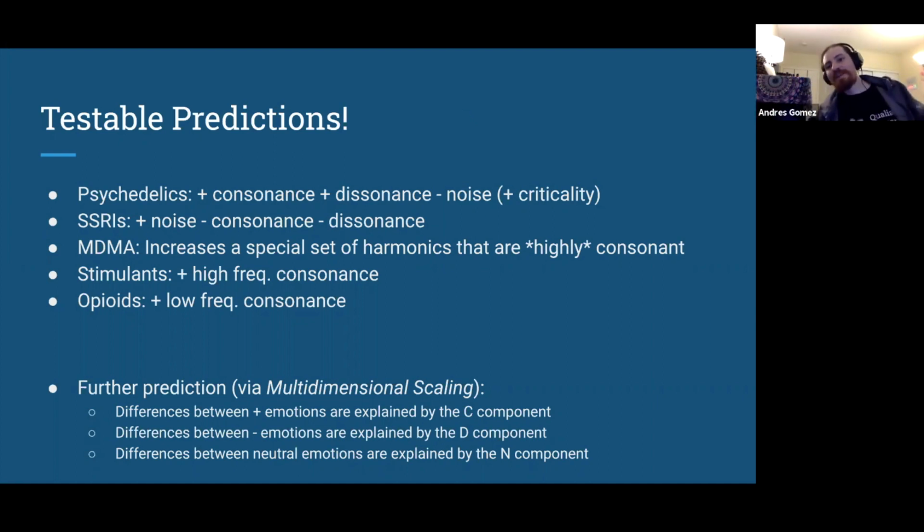So we expect, when it comes to harmonics, that SSRIs will basically be more noise, less consonance, less dissonance. MDMA, we expect it to be a stable attractor of a few resonant modes that are very consonant with each other. Stimulants would be high frequency consonant. Opioids would be low frequency consonant. Again, this idea that you can be in a good state, but that underdetermines whether the symmetries are in the high frequencies or the low frequencies, and these would disentangle them.